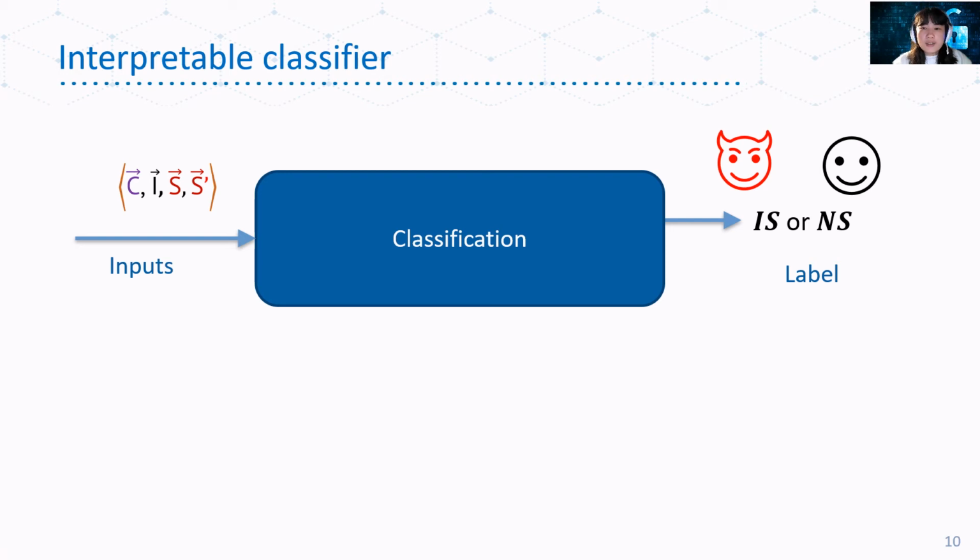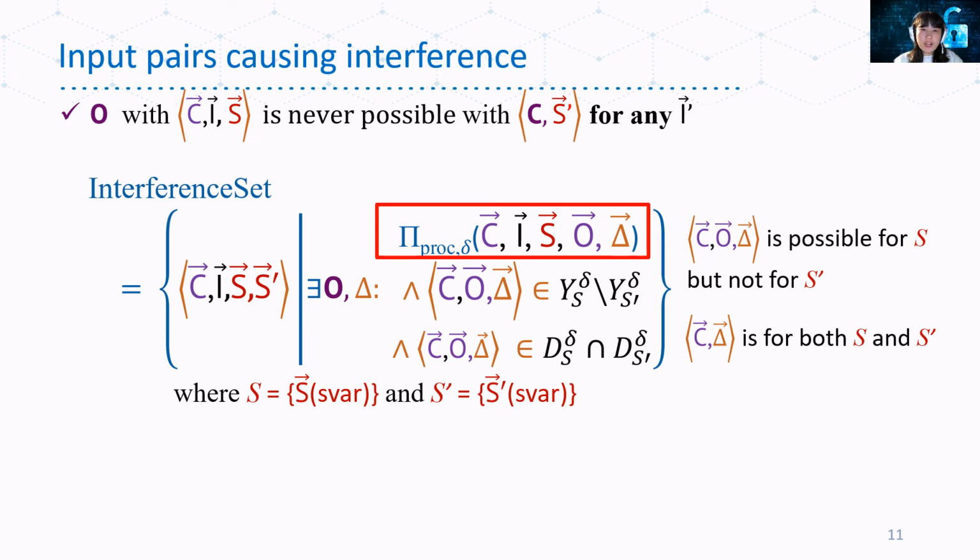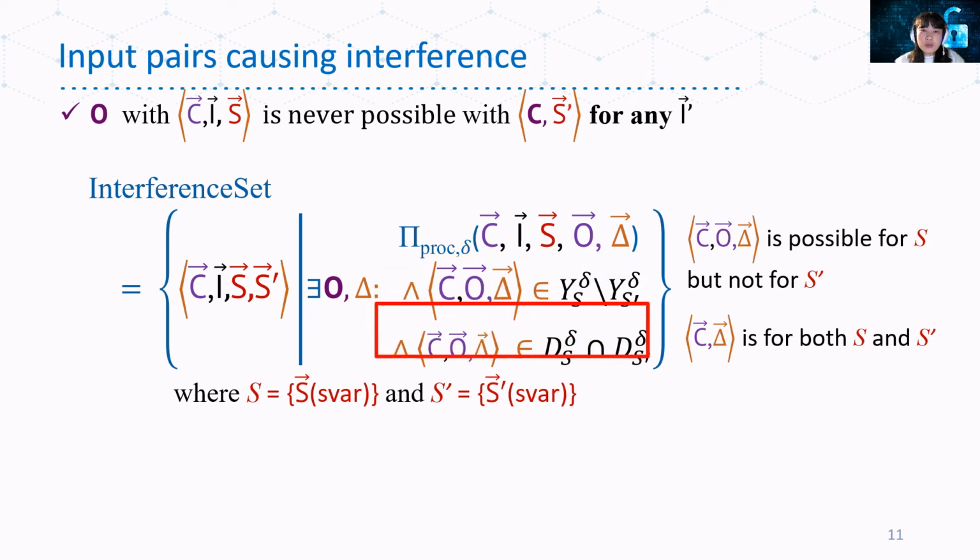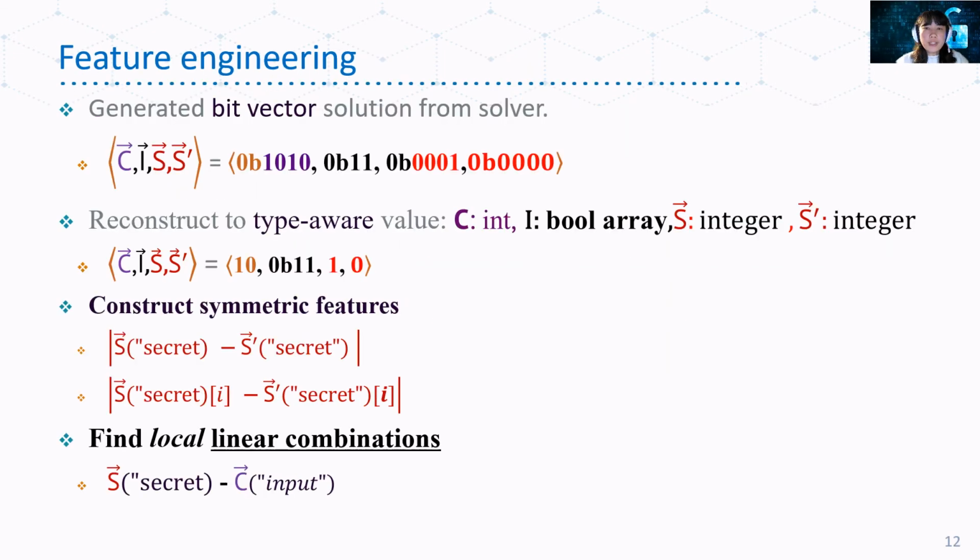We need to define interference sets, including all possible C, I, S, and S prime combinations. Specifically, when the attacker chooses attacker-controlled variable C, the execution should be feasible only for a secret coming from set S, but it's never possible for the execution with a secret coming from S prime. To rule out interference caused by the declassified information, the set also should assume that the S and S prime secrets share the same declassified information value. And then we can generate solutions in bit vector format using SAT solvers.